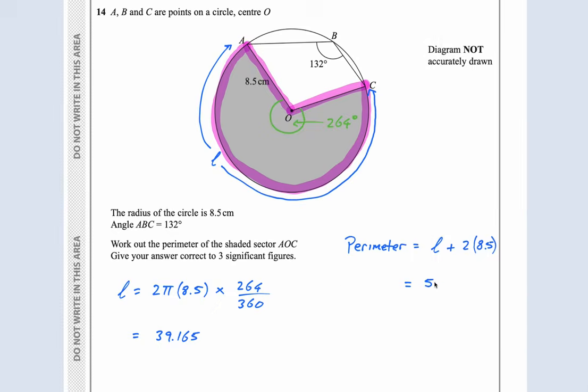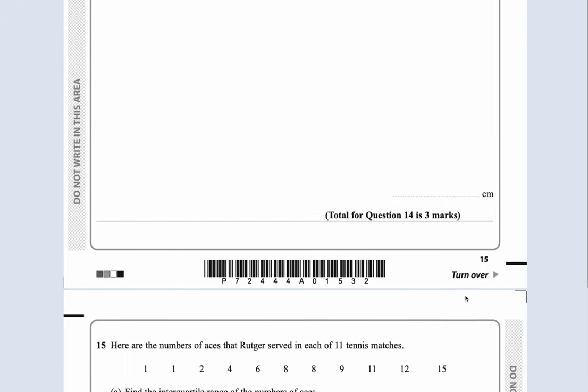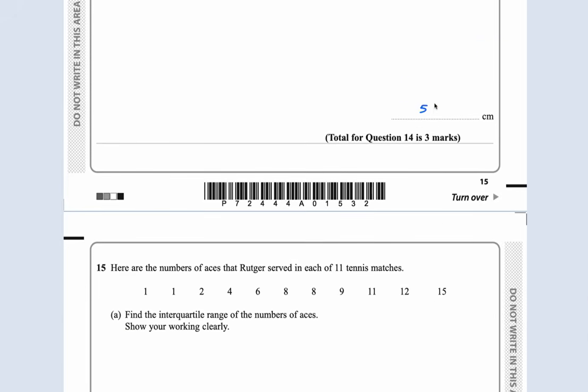56.165, and then we go to 3 significant figures, so that's 56.2. Okay, 56.2.